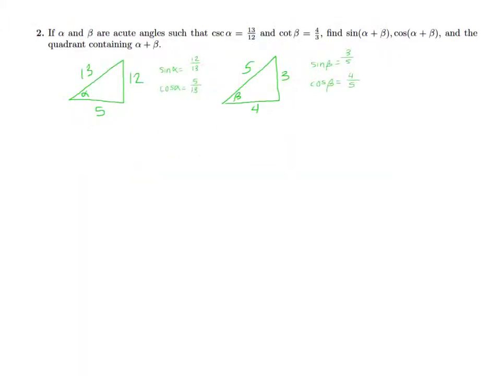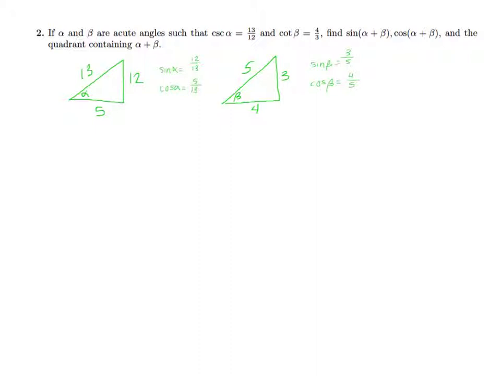Okay, this is problem number 2. It says if alpha and beta are acute angles such that the cosecant alpha equals 13 over 12 and cotangent beta equals 4/3, find the sine of alpha plus beta, the cosine of alpha plus beta, and the quadrant containing alpha plus beta. So I have the two triangles. On the left is the triangle for angle alpha, and I've already labeled the sides 5, 12, 13. And the second one is angle beta, and using that they gave us the cotangent of beta is 4/3, I found the sine of beta and the cosine of beta.